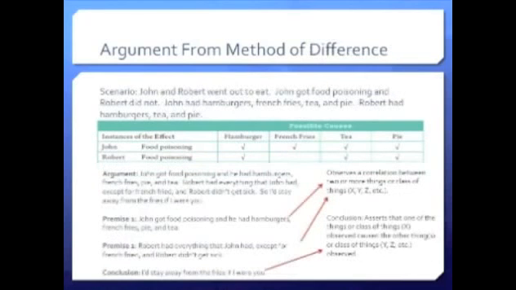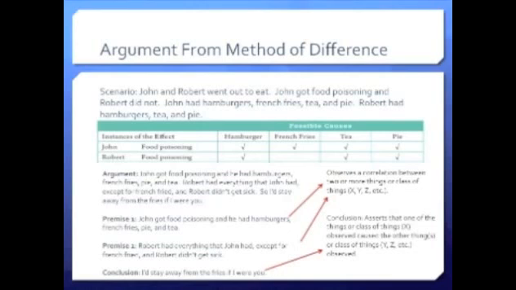Here we have the method of difference being used to construct a causal argument. Now recall that the method of difference looks at two particular cases, a positive case and a negative case of the effect in question, and these two cases are similar in every way except one. Furthermore, the method of difference concludes that the one factor that is found in the positive case but not in the negative case is the cause of the effect.